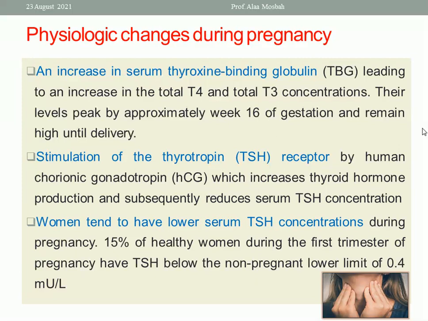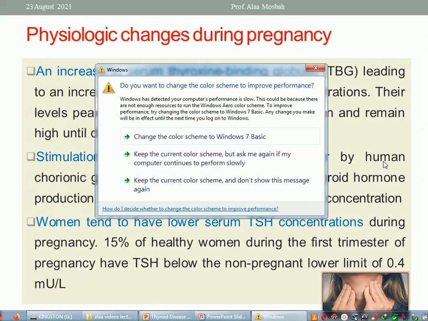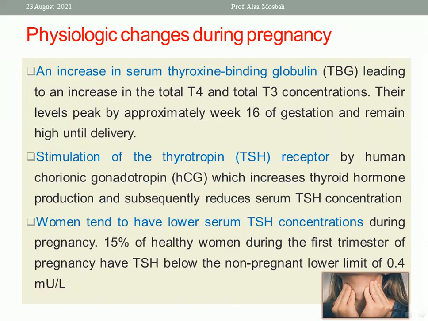Imagine there is increased HCG because of pregnancy. This HCG acts like TSH, so it stimulates the TSH receptor and increases production of thyroxine. This increased production of thyroxine causes reflex inhibition of the pituitary TSH. That's why a reduction in serum TSH is noticed during the first trimester, especially early in pregnancy.